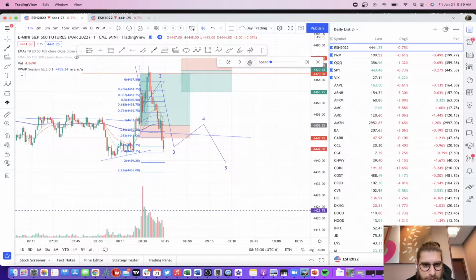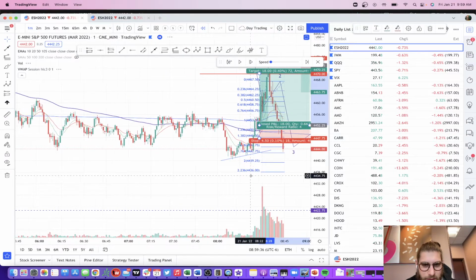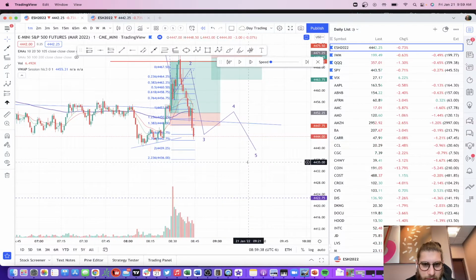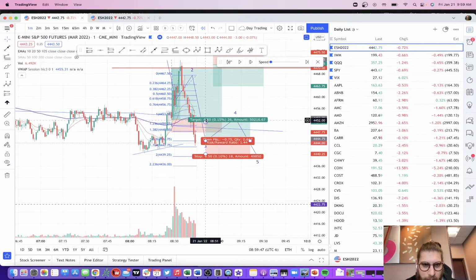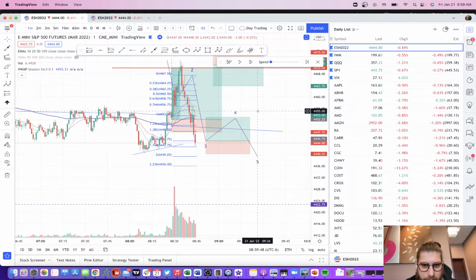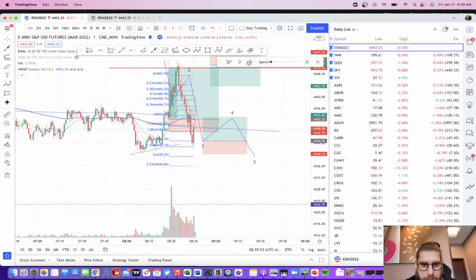Okay. Oh, yeah. So I was already in. I bought it here. I bought it off the 1618 with a stop below, like around here-ish. And then I played it back up to the one. And that's two more R. Boop. Boop.